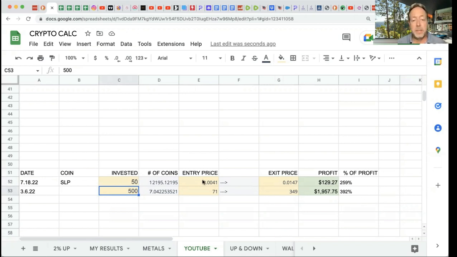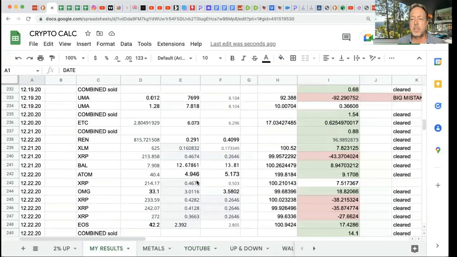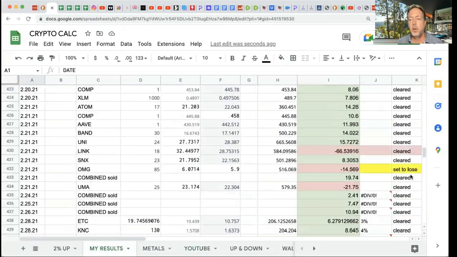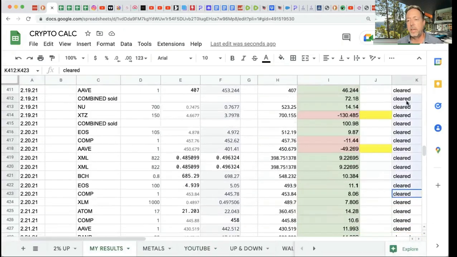Okay, so if you guys want a copy of this spreadsheet, because let me show you my results. Let me go down here. So look at this, this is how I track everything. Look at all the green in here. You can see over here, I got all the ones that cleared. Okay, some of them are red.